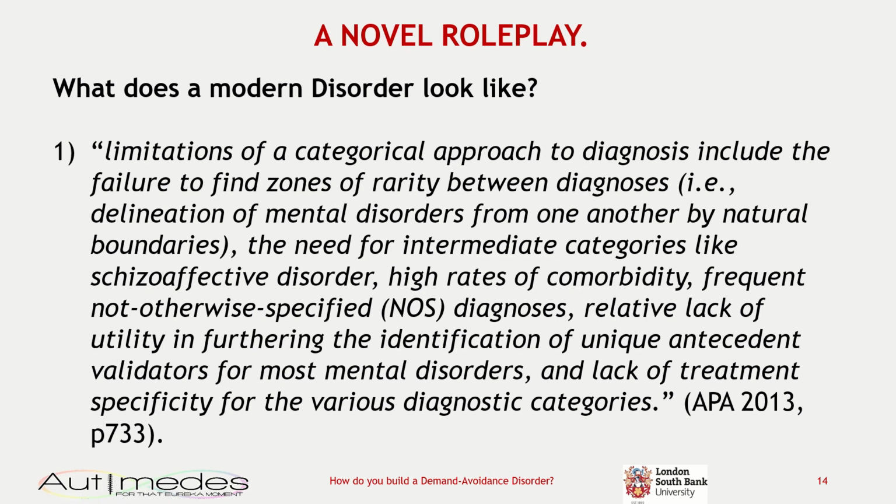So the DSM-5 is quite clear about limitations around mental disorders and problems with current clinical classification, mainly in the front of the book, but also later on when it talks about cross-categorical tools. So, yeah, limitations of a categorical approach to diagnosis include a failure to find zones of rarity between diagnoses, i.e. delineation of mental disorders from one another by natural boundaries, the need for intermediate categories like schizoaffective disorder, high rates of comorbidity, frequent not otherwise specified diagnoses, a relative lack of utility in further identification of unique antecedent validators for most disorders, and a lack of treatment specificity for various diagnostic categories.